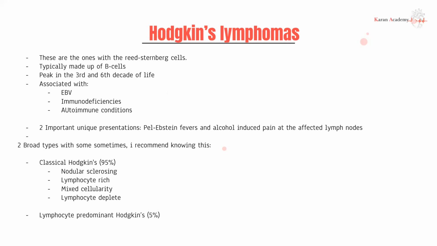Two important, unique presentations. So the first one, we have Pel-Ebstein fevers and alcohol-induced pain at the lymph nodes. Now, these are both quite interesting presentations because they're quite specific to Hodgkin's lymphoma. So a Pel-Ebstein fever is a fever that is very high grade, that keeps rising and keeps falling every week or so. So what happens is you have a fever, all of a sudden it stays high for a week, and then slowly falls back to normal, and then you cycle through that. Very interesting. And then you also have alcohol-induced pain, especially in the cervical lymph nodes.